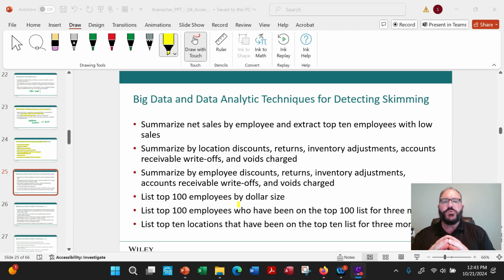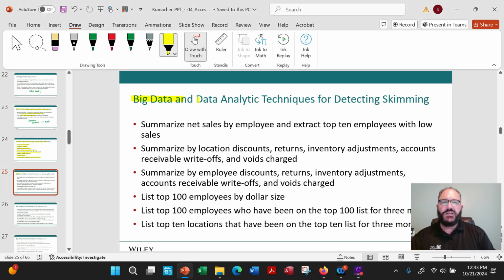Hi folks, part 3 from chapter 4. So now we're going to talk about big data and data analytic techniques that you could use for skimming.